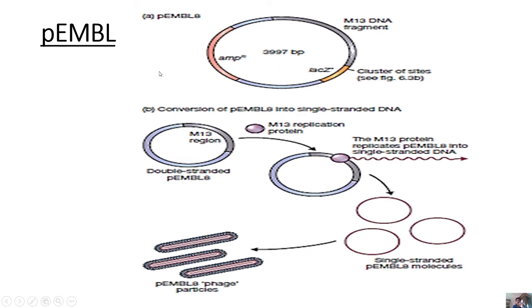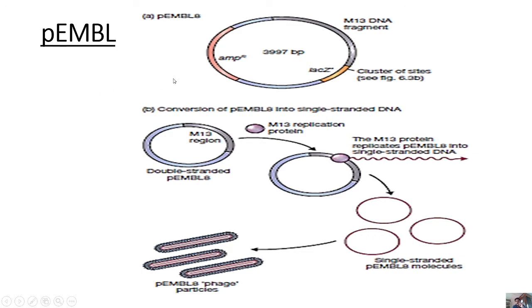By the transformation process it can be introduced into a bacterial cell, so you can harbor this double stranded pMBL vector in that bacterial cell. Whenever you require a single stranded form of this pMBL, you have to infect that bacterial cell with the phages. M13 or F1 can be used.